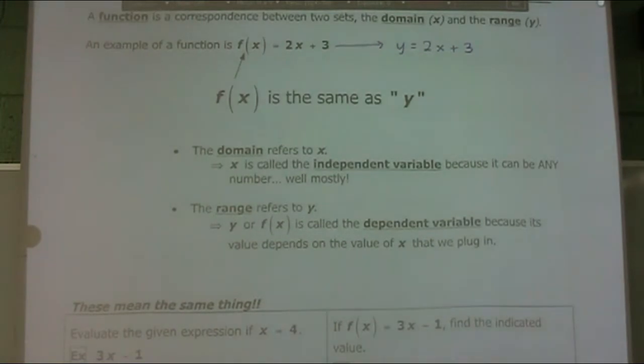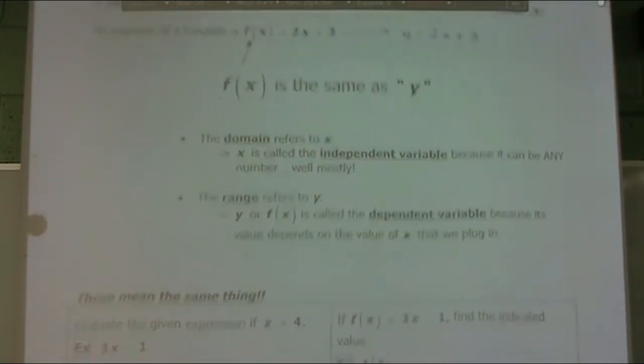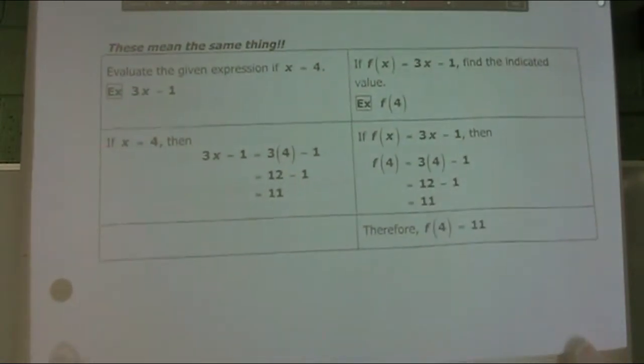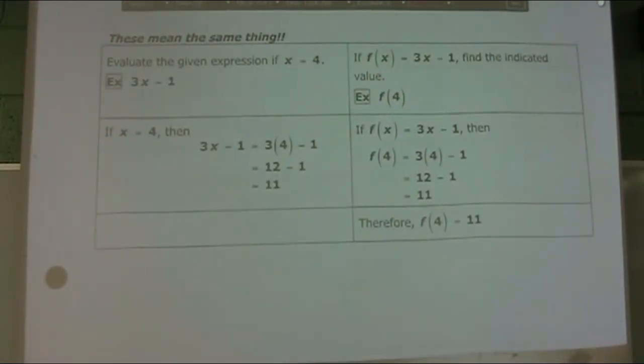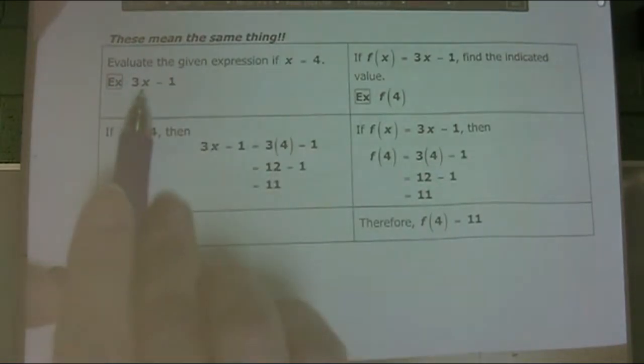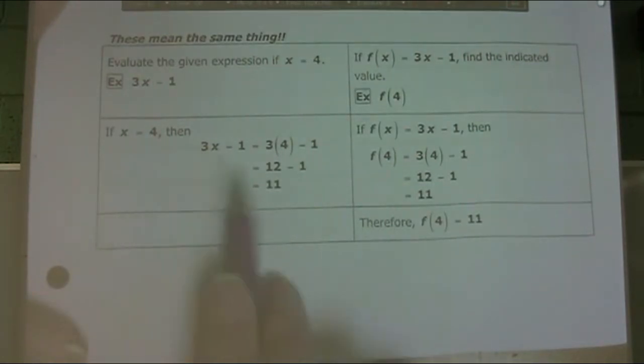Now, at the bottom of this page, we're going to do a comparison of equations versus functions. First of all, it says, evaluate the given expression if x equals 4. Remember, we did this months ago. So if we want to evaluate the given expression if x equals 4, it just means we're going to plug in 4 in place of x. So this is how we would do it. 3x minus 1 equals 3 times 4 minus 1, which is 12 minus 1, which is 11.